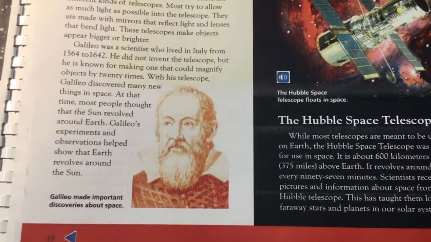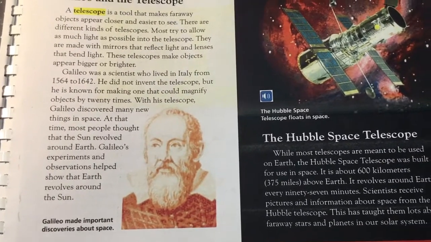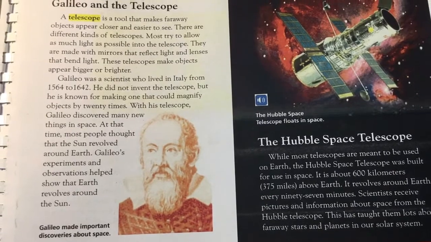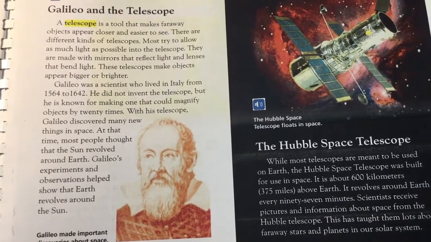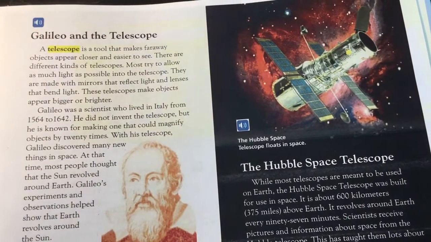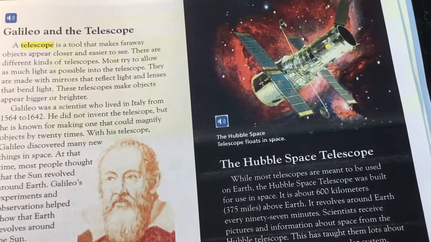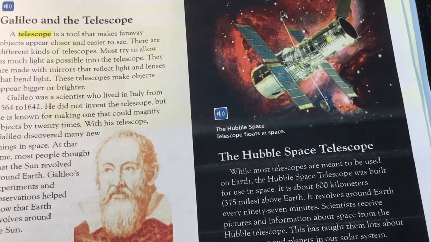With his telescope, Galileo discovered many new things in space. At that time, most people thought that the sun revolved around Earth. Galileo's experiments and observations helped show that Earth revolved around the sun.